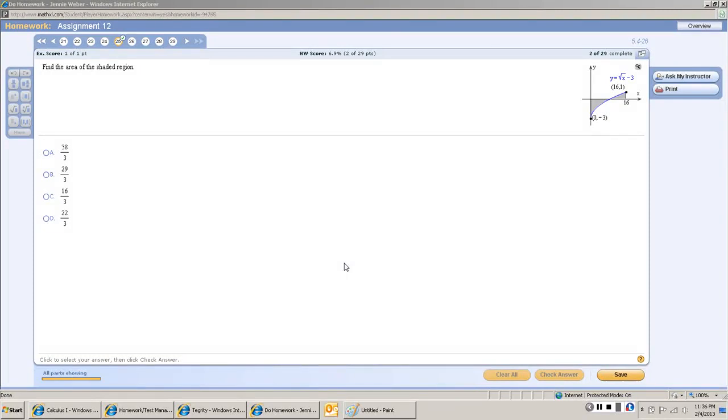Okay, we're doing an example from 5.4, and we're taking the idea that the integral is the area under the curve, and we're applying it literally to the graph. So they've given us this graph, and they want us to find the gray area. So in other words, we are finding the area under the curve.